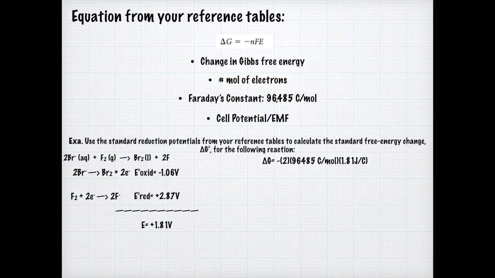So I can plug this in. Notice unit-wise, the 2 moles of electrons don't have units. I have coulombs per mole for Faraday's constant. I've got joules per coulomb for my cell potential, because remember, the units for volts are joules per coulomb. And so when I cancel everything out, I'm going to end up with joules per mole, which are my units for my change in Gibbs free energy. And so what I get is negative 349,000 joules per mole, or I could just say negative 349 kilojoules per mole. Notice this value is negative. My cell potential is positive, which makes sense because this is a spontaneous reaction.